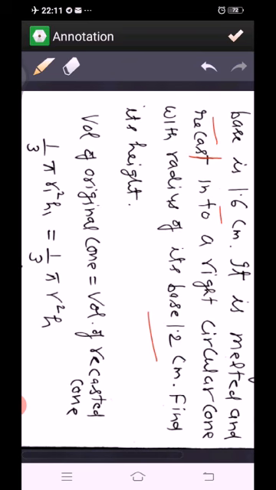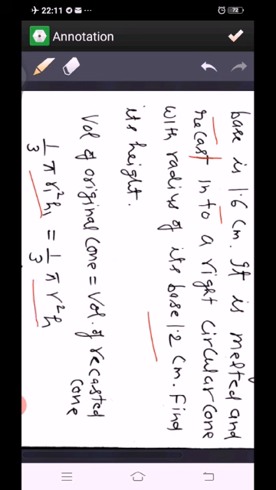So, one cone is given and we have recasted another cone after melting the given original cone. In this case, volume of original cone and volume of recasted cone will remain same. So, volume of original cone, 1 by 3 pi r1 square h1, equal to 1 by 3 pi r square h, that is volume of recasted cone.